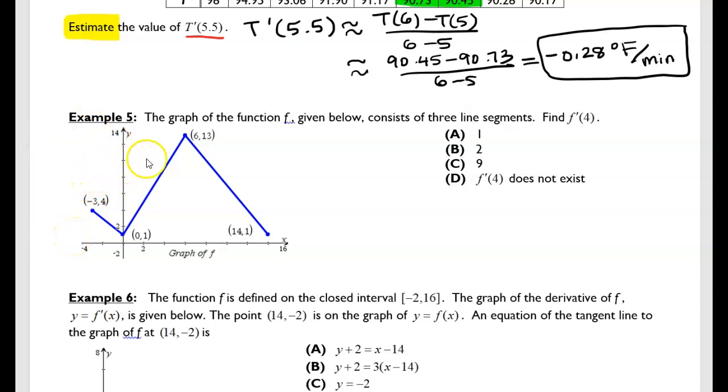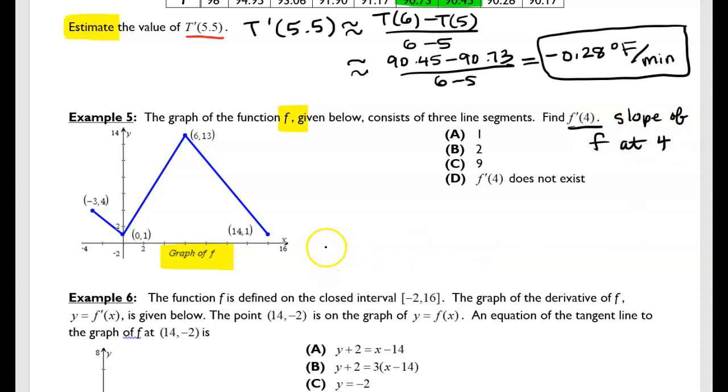We're given a graph of a function. Pay attention that this is the function f. Okay, so this is the graph of f. You always want to identify that because sometimes they'll give you the graph of a derivative or some other function instead. It asks us to find f prime of 4. So what that means is find the slope of f at 4. So that could be the tangent line or the graph itself.